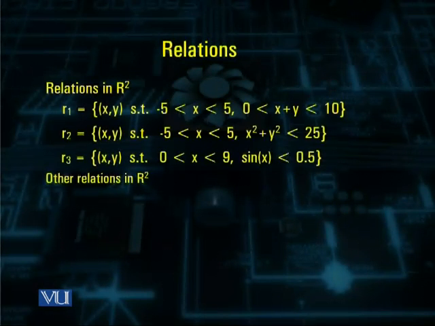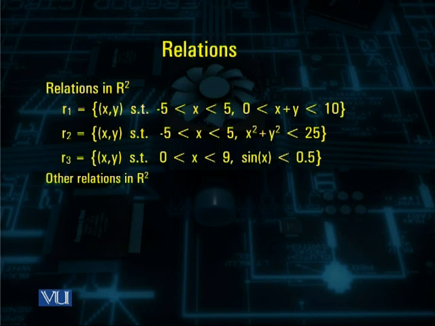that are formed over R2, the set of real numbers. As you know, the Cartesian product R2 is formed when we take ordered pairs, with the first number coming from the first set and the second number coming from the second set. So if both sets are the set of real numbers R, then the Cartesian product is R2, the whole 2D plane. And a relation in this 2D plane is any subset of the 2D plane.